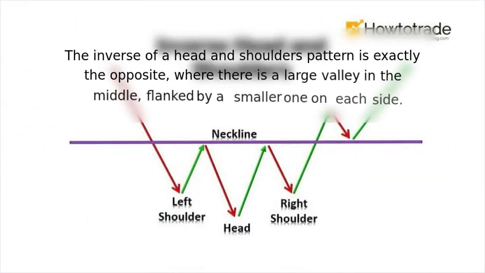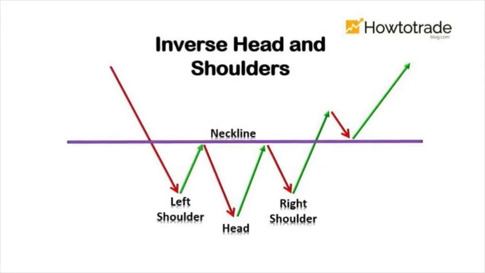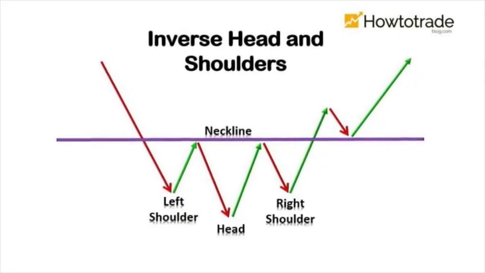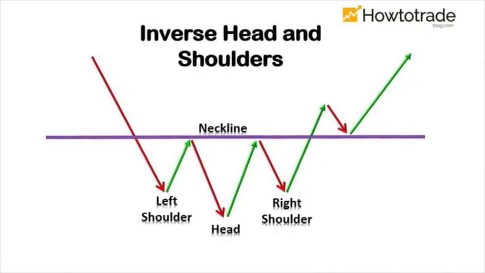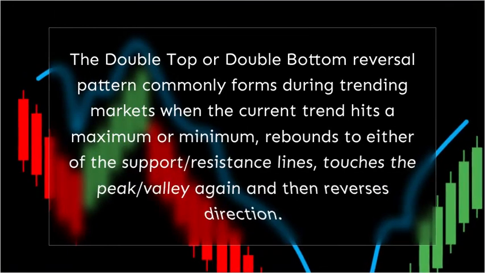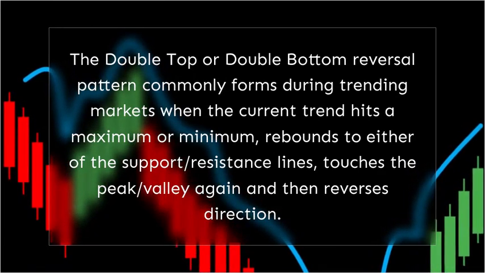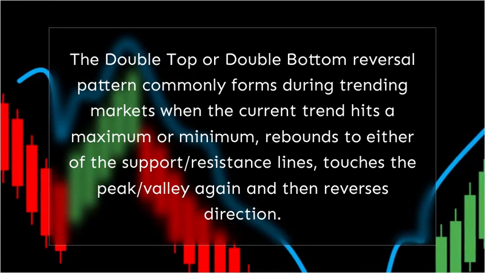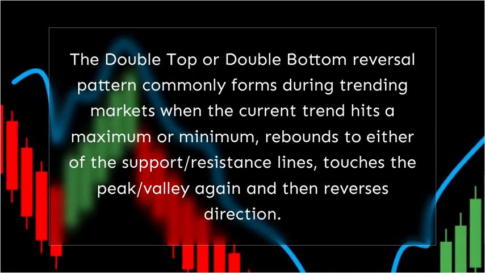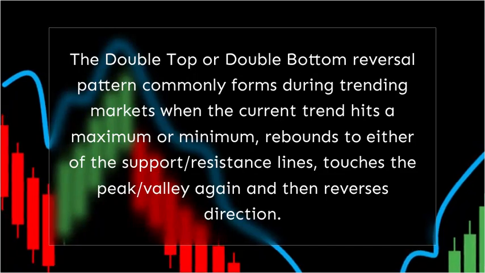The inverse of a head and shoulders pattern is exactly the opposite, where there is a large valley in the middle, flanked by a smaller one on each side. The double top or double bottom reversal pattern commonly forms during trending markets when the current trend hits a maximum or minimum, rebounds to either of the support, resistance lines, touches the peak, valley again and then reverses direction.